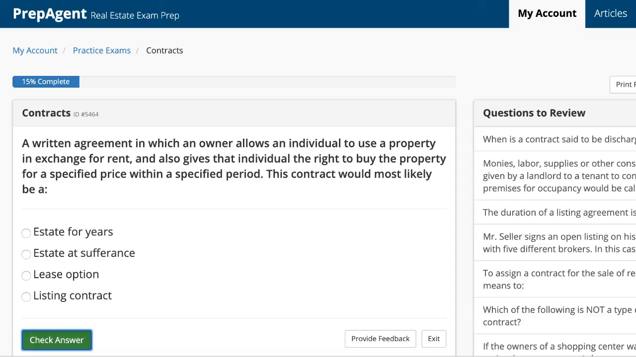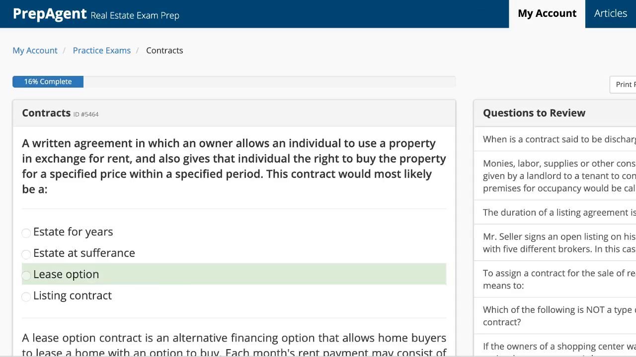And the answer is lease option. So just so we understand what a lease option is, it's when you rent a property with the right to buy it at a designated time. A lot of people do this when, let's say, a seller can't get the price he wants and a buyer maybe can't get financing. They don't have enough money to fully pay for a property they want.